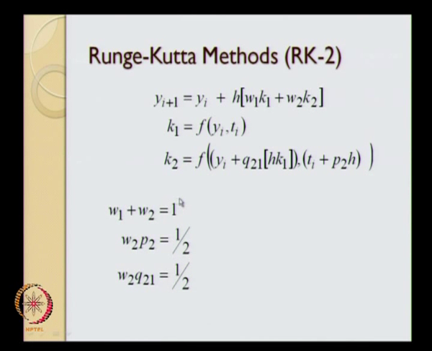We use Taylor series expansion to get the derivation for the RK2 method, and these were the results that we got. The sum of the weights W1 plus W2 should be equal to 1, W2 multiplied by P2 should be equal to half, and W2 multiplied by Q21 should be equal to half again.